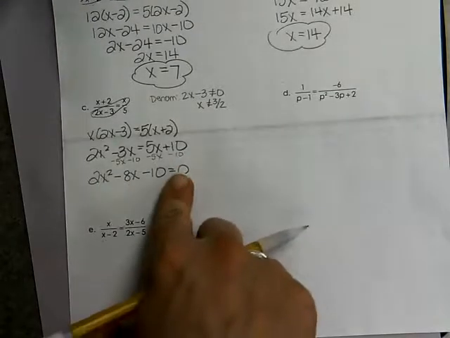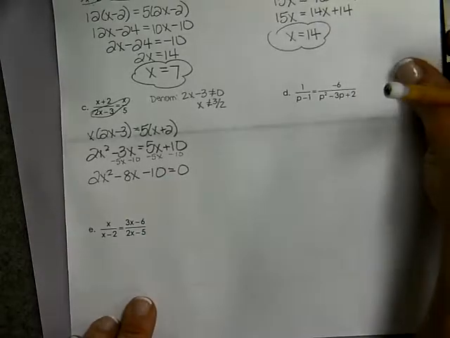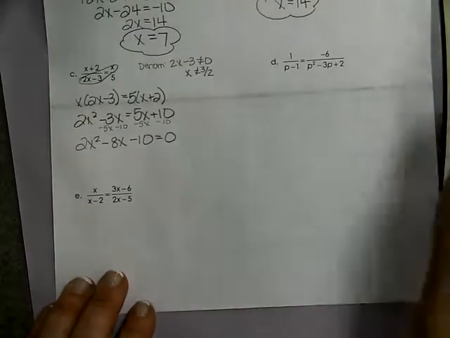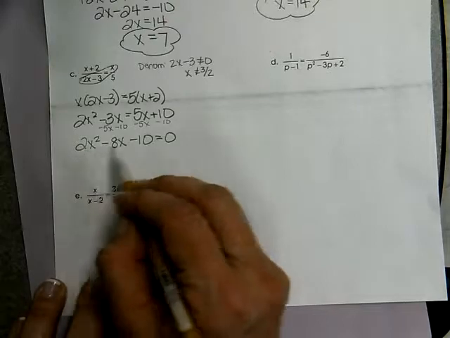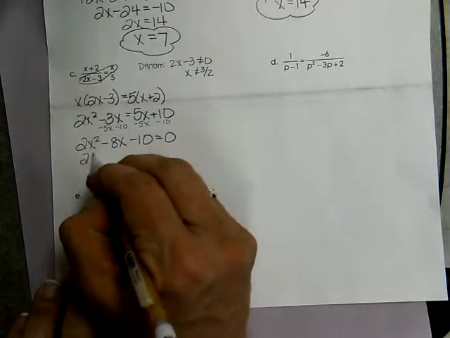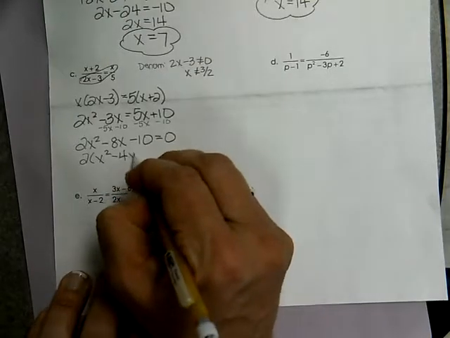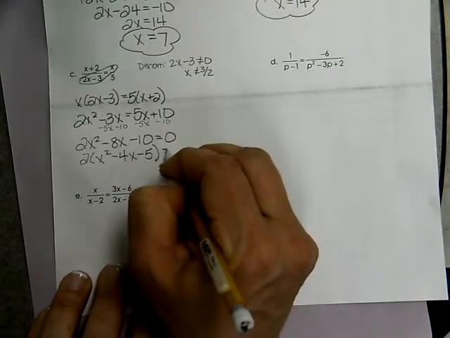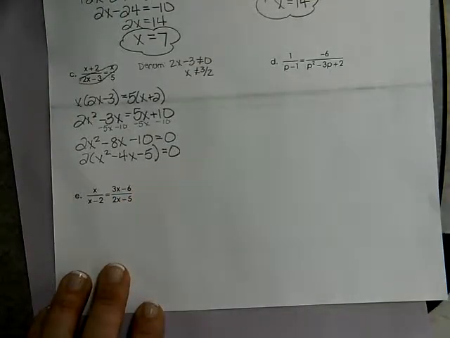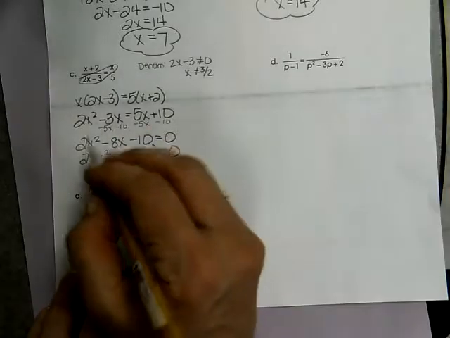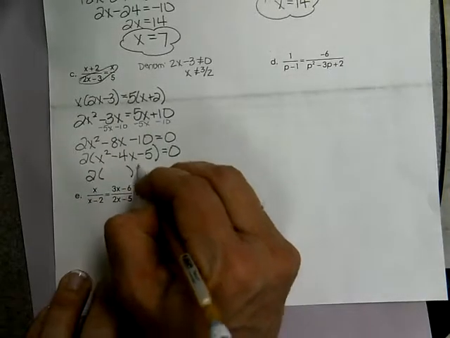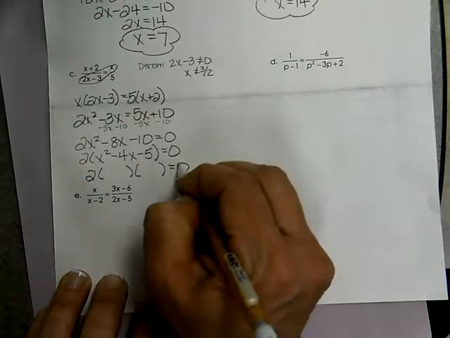When we have a quadratic, a very efficient way of finding solutions is to factor. I notice that there's a common factor of 2, so I'm going to take out the common factor of 2. So I have 2 times the quantity x squared minus 4x minus 5. And then I can factor that completely.